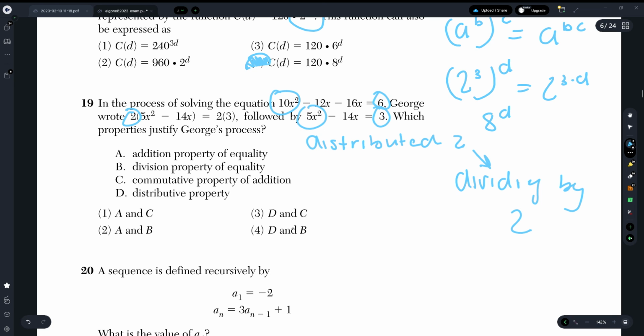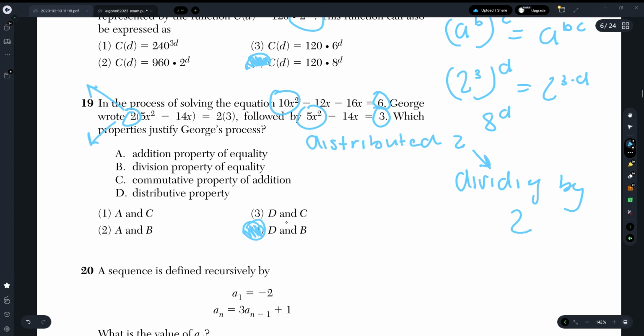Right? So which one of these? It's A and D, oh, not A and D. I'm so sorry. It's B and D. Because he distributed it in a way that also served as division, which is answer choice number 4, right?